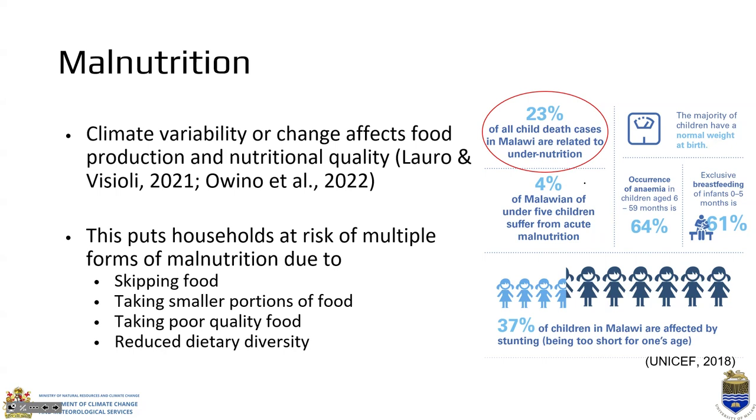And then climate change or variability may affect food production or the quality of food, which may put households at risk, either from them reducing how much food they take, taking smaller portions, or the food quality itself might be affected, and crop failure may also reduce dietary diversity.